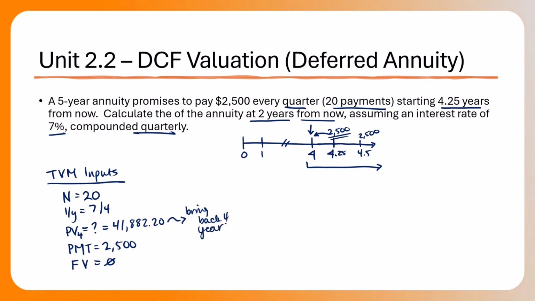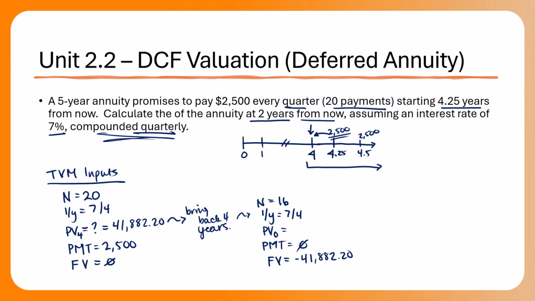Now what we need to do is we need to bring this back 4 years, but we still need to keep the quarterly compounding because that's what this says. We need to keep the quarterly compounding. Now we're going to go n is equal to 16. The IY is exactly the same, the 7 over 4, the 1.75 quarterly rate. We're trying to find the present value today. There are going to be no periodic payments. The future value now becomes that present value number.